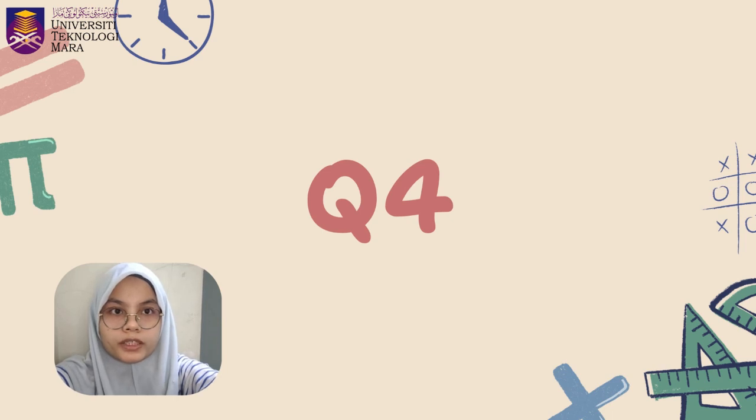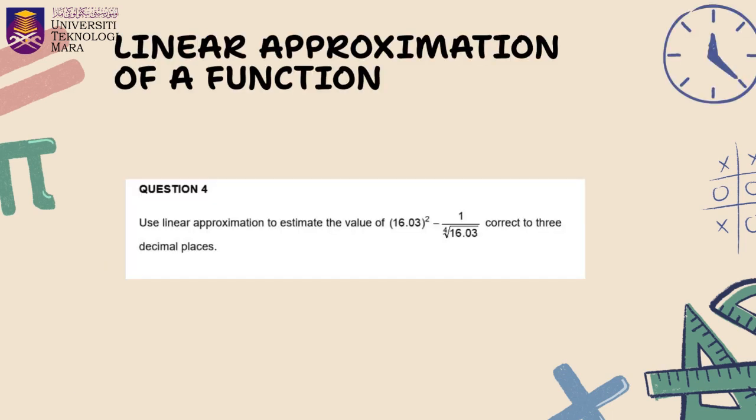Okay, so I will now be answering question 4. For question 4, we need to use linear approximation to estimate the value of 16.03 squared minus 1 over the 4th root of 16.03 to the correct 3 decimal places.